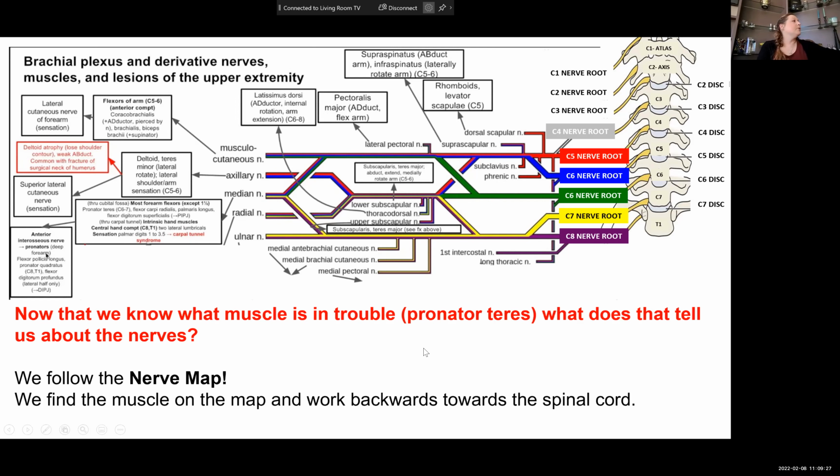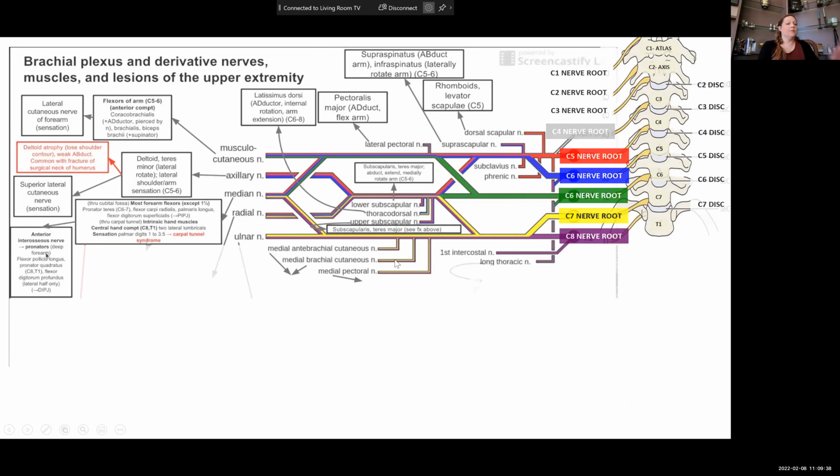So now how do we know which nerves had a problem? So you work backwards, basically. You follow this map and you work backwards. It's a process of elimination. It's really, really cool. So how does that work? We take all this extra stuff out. We'll make it really simple. Where's the pronator teres? Which muscle is there? It is right here. Here's your pronator teres. It goes to the median nerve.